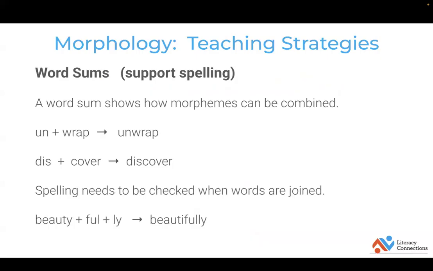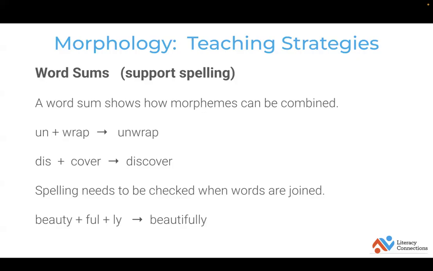So one of these is looking at word sums. The reason we would do this is it supports spelling. It shows how morphemes can be combined. So we've got un and wrap. It's like a little math sum. Un plus wrap gives us unwrap. We don't use equals because it's not exactly equal. We're joining them together, and sometimes we need to think of spelling.